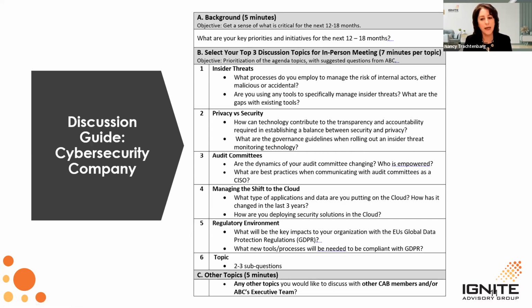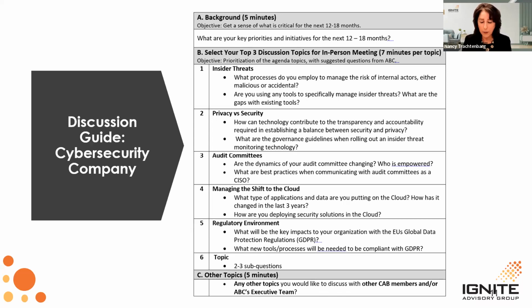The first is just to gather some background from the members when we interview them on key priorities and initiatives over the next year or 2. And then feedback on the specific topics, which we've talked to the executive stakeholders about. And then we always leave time at the end for anything else that they might want to propose. But you can see from here, we recommend 6 to 7 topics on the discussion guide.